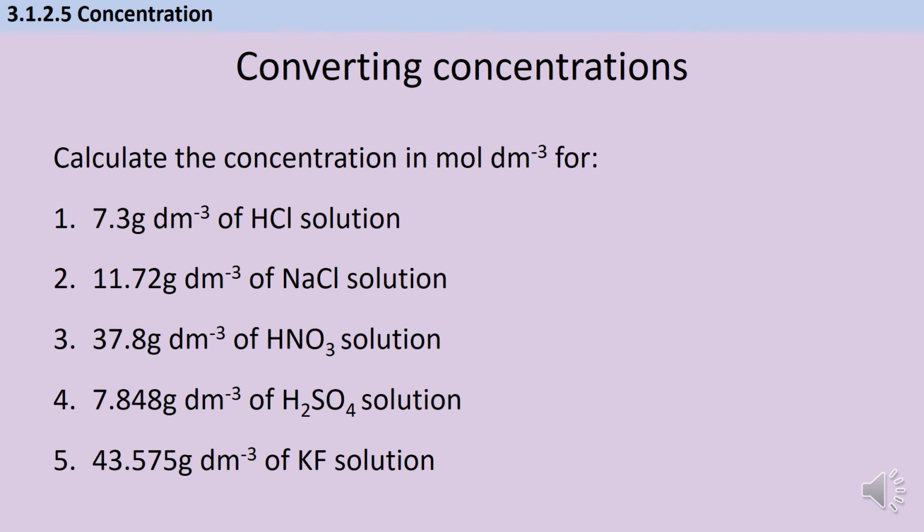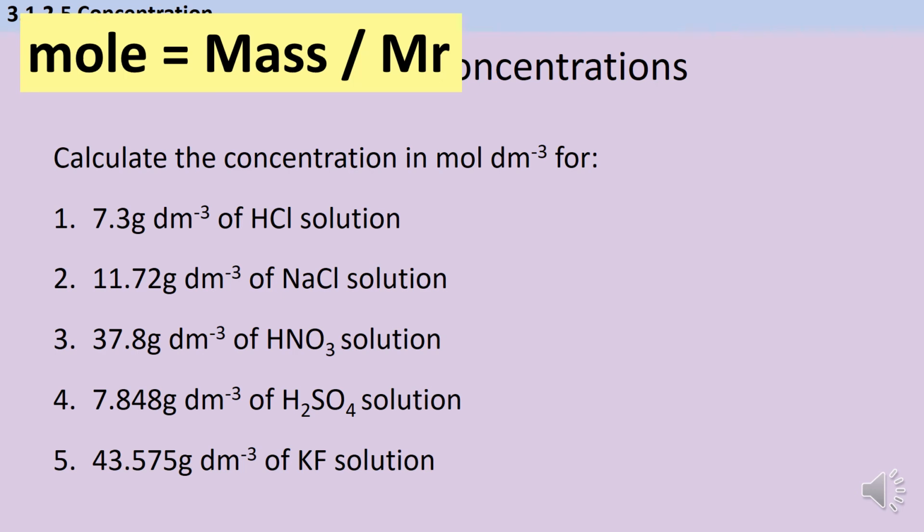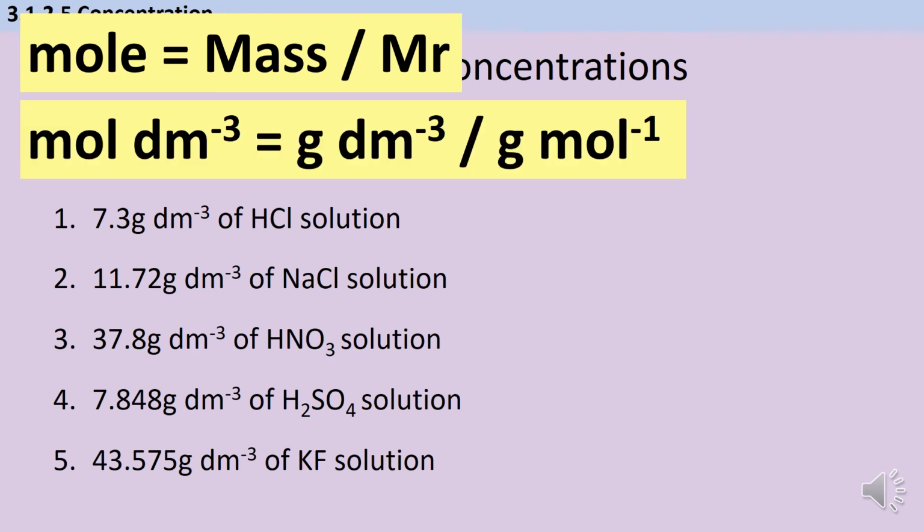And this seems to be a really scary thing for a lot of people. But here's the thing, you already know how to convert something that's in grams to something that's in moles. If I want to work out the number of moles of something, I know that I take the mass in grams and divide it by the relative formula mass. Well, concentration conversions are no different to that. You've got per decimeter cubed on both sides.